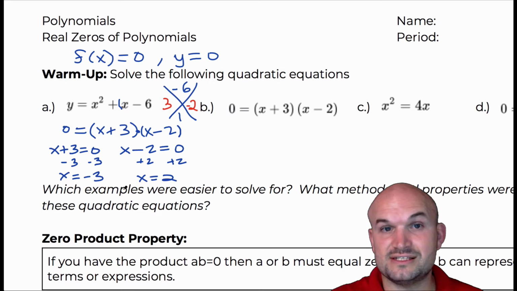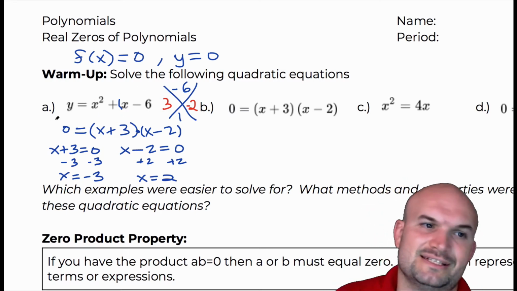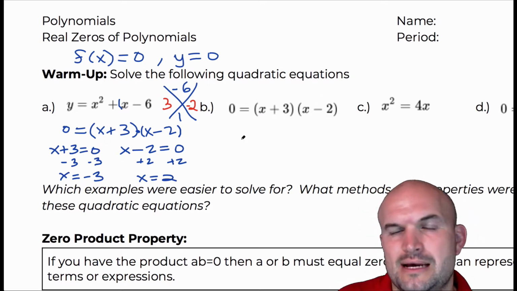Okay, so now you can see those are our two solutions. The big thing is, don't try to add the 6 to the other side and then take the square root. That's not going to get anywhere, and I'll show the issue with that in the next example.